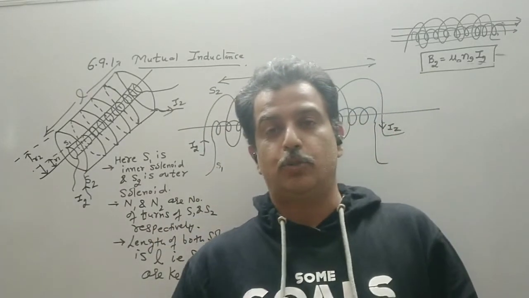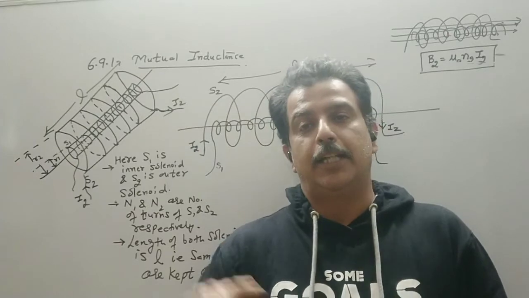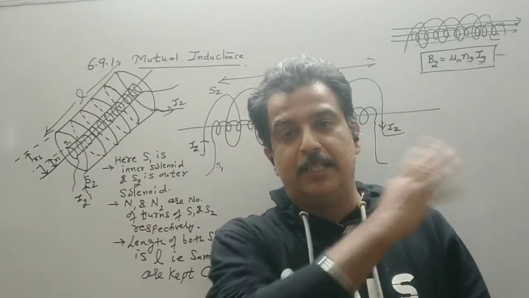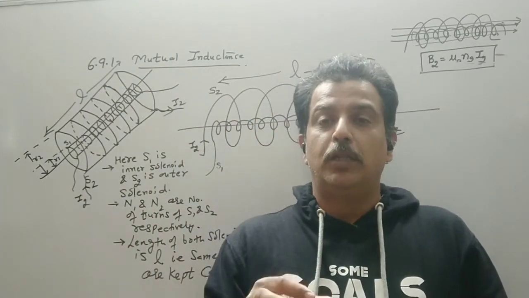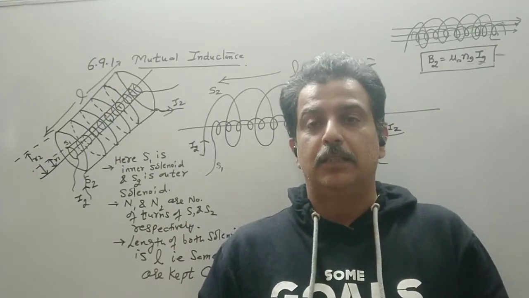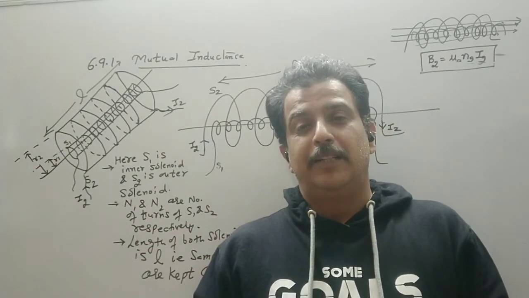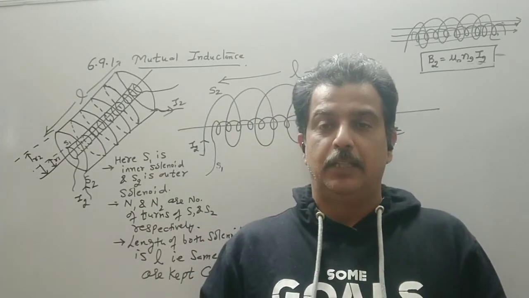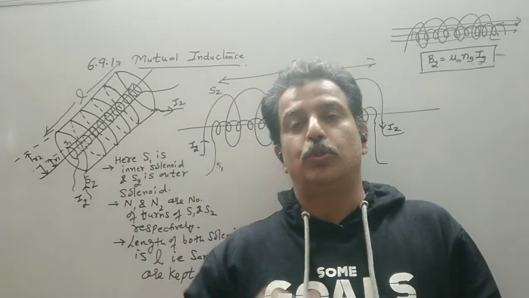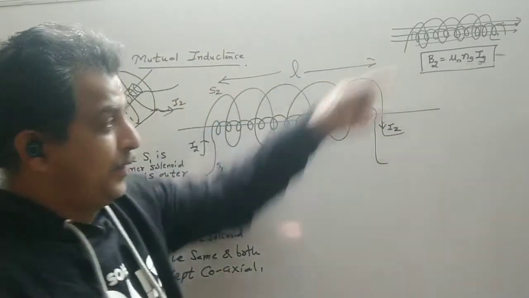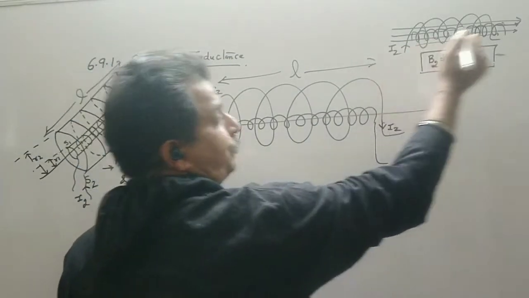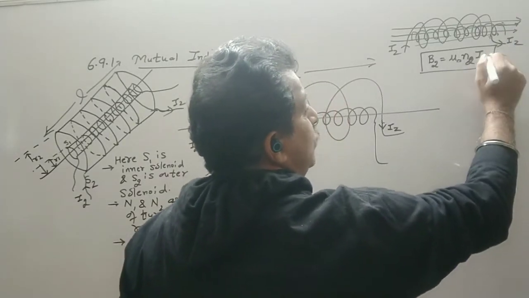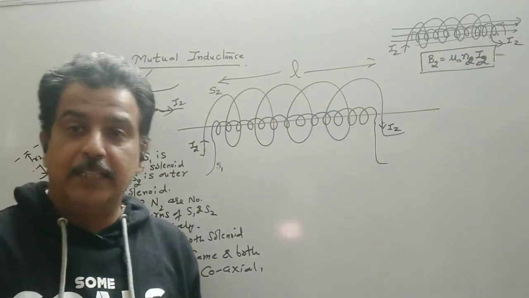So we consider two cases today. First we set up current in the outer solenoid. That outer solenoid produces the magnetic field. Let us name this B2. This B2 produces the magnetic flux. So the magnetic flux linked with inner solenoid S1, that is called flux linkage, is directly proportional to the current. If I pass more current, the current through the outer solenoid I2, then more is the magnetic field intensity.